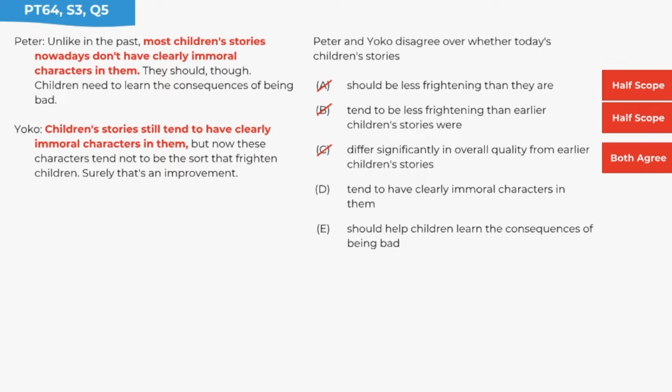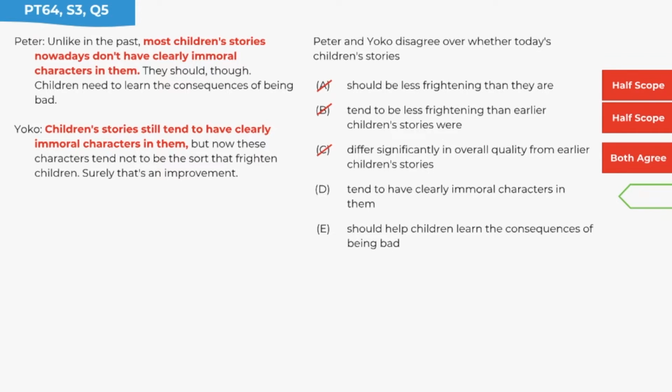Answer choice D says, tend to have clearly immoral characters in them. This is exactly what we anticipated, so let's hold on to answer choice D. And answer choice E says, should help children learn the consequences of being bad. Well, now Peter says that they should, though. Children need to learn the consequences of being bad. So Peter addresses this issue.